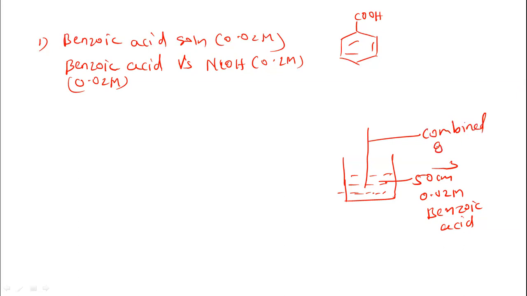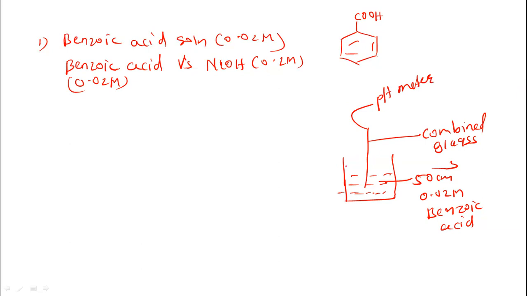A combined glass electrode can be used to measure the pH. This electrode should be connected to the pH meter. So this is the experimental setup.